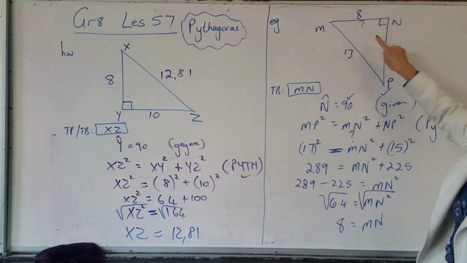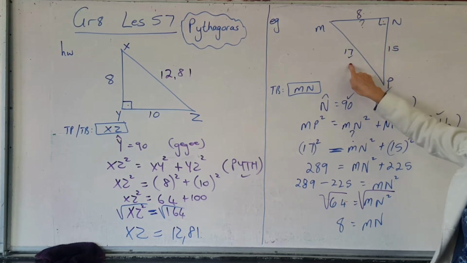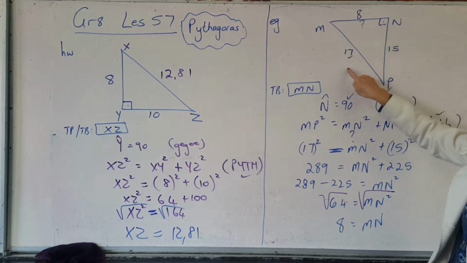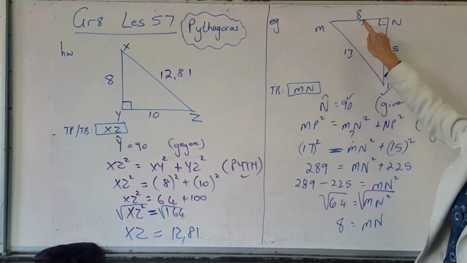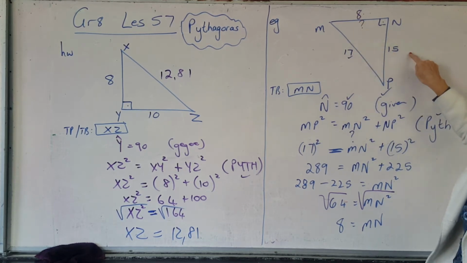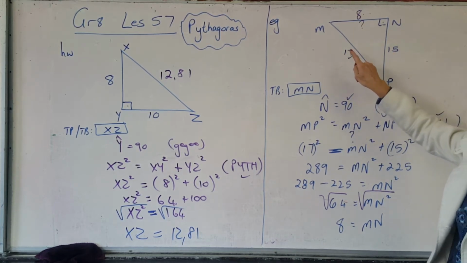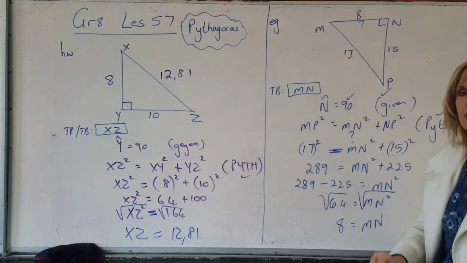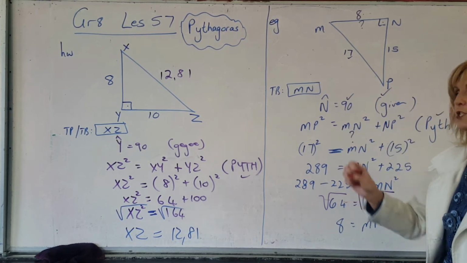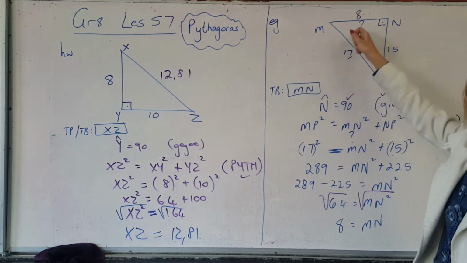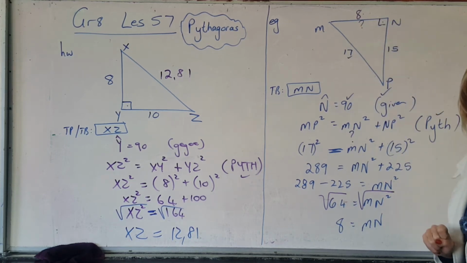Is hierdie twee bymekaar getel gelyk aan 17? Nee. Is 8 and 15 equal to 17? No, it must be 8 squared plus 15 squared. That'll give me 17 squared. Because Pythagoras is all about squares. The square on the hypotenuse is equal to the sum of the squares on the other two sides.